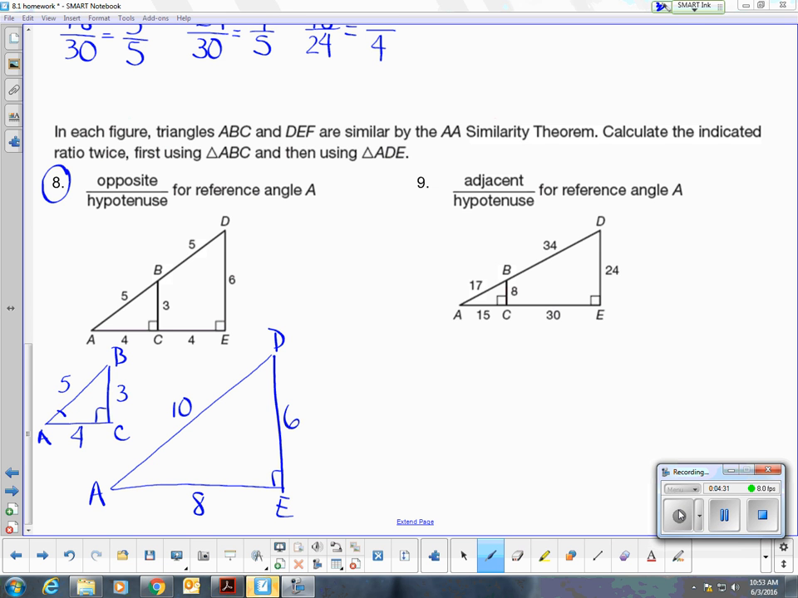So I'm looking at reference angle A for each of these triangles, and I'm looking for the opposite side to the hypotenuse. So in triangle ABC, the opposite side is 3, and the hypotenuse is 5. In triangle ADE, the opposite side to angle A is 6, to the hypotenuse 10, which also reduces to 3 to 5.